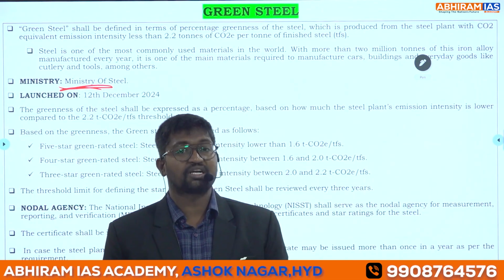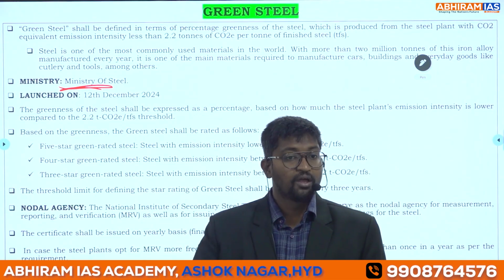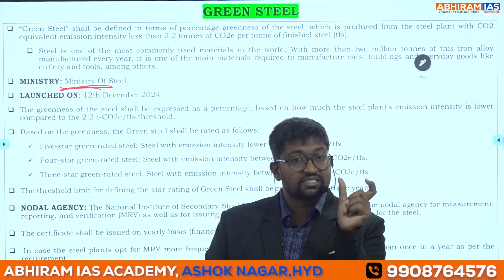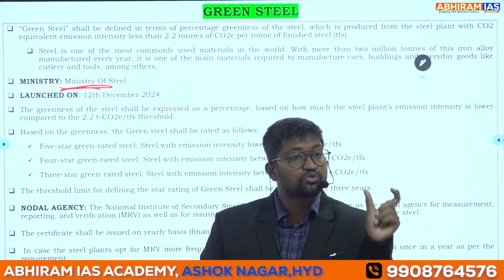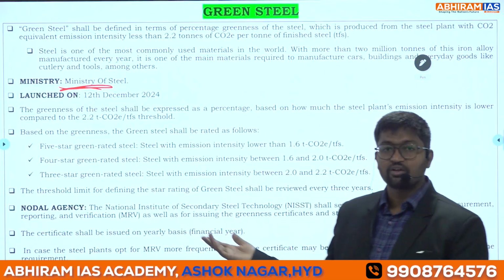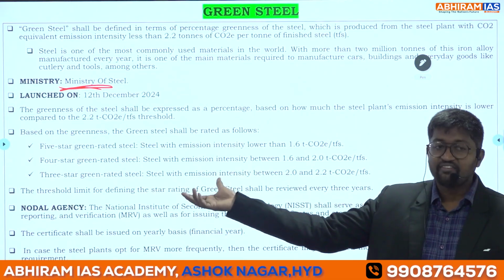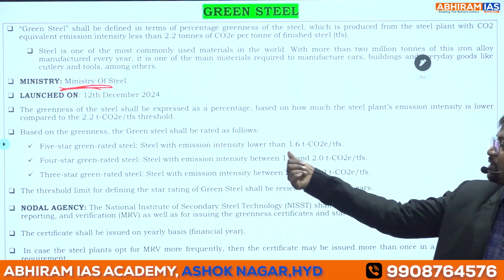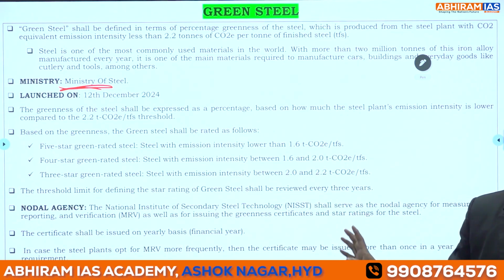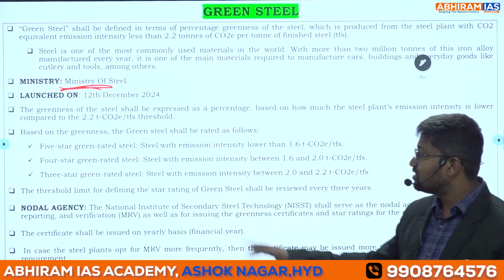Simple point. Now when we are talking about AC, a 5-star AC means more efficient in terms of cooling, more efficient when it comes to power usage. You understand my point? On the same lines, when we are talking about green steel, 5-star means nothing but that the steel is emitting less carbon. So roughly you have to understand this data: 5-star, 4-star, 3-star.